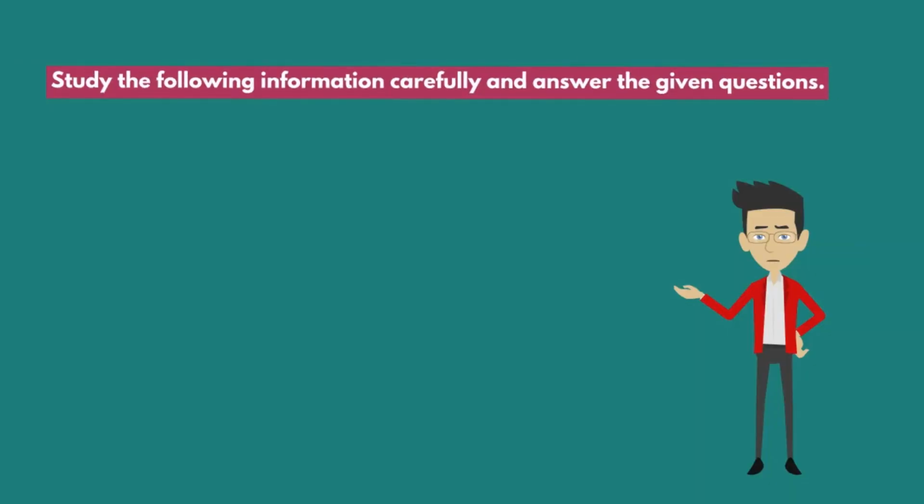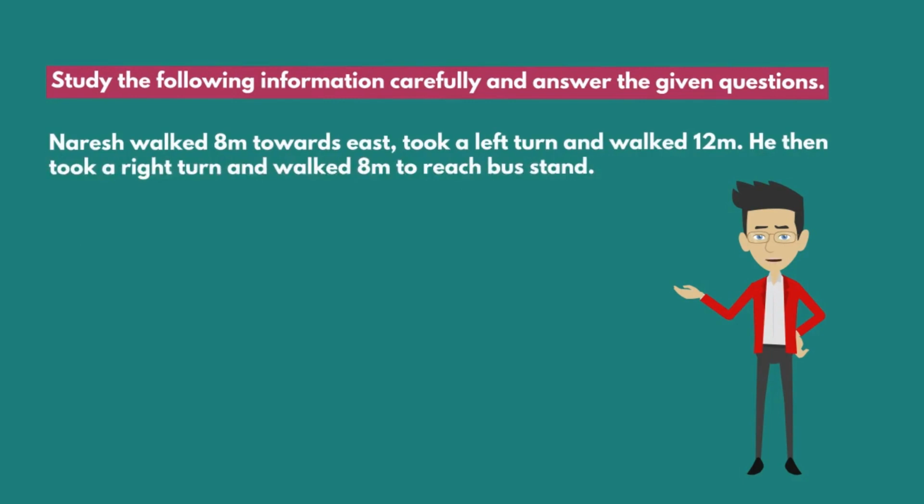Study the following information carefully and answer the given questions. Naresh walked 8 meters towards east, took a left turn and walked 12 meters. He then took a right turn and walked 8 meters to reach bus stand.